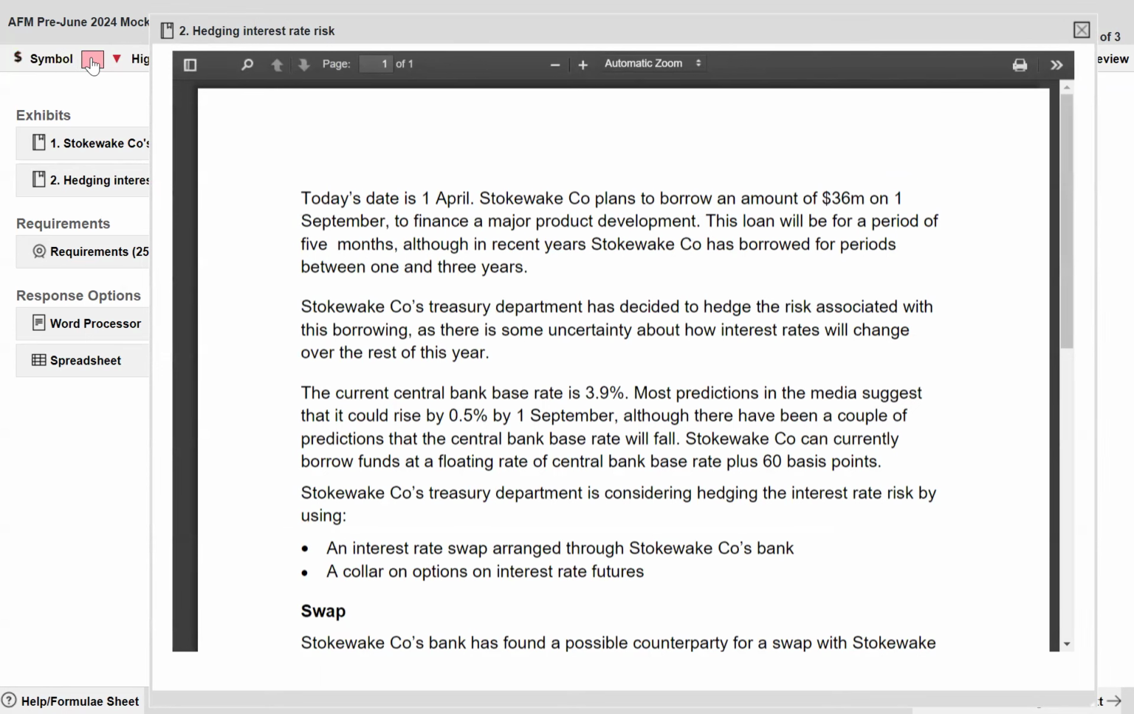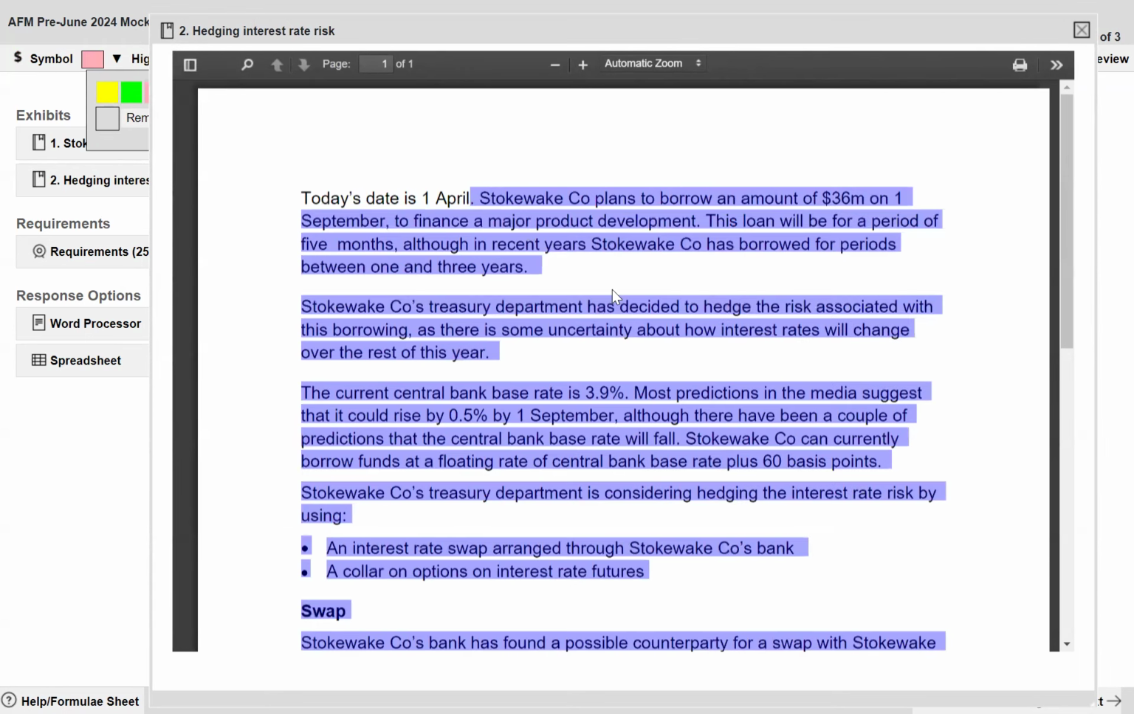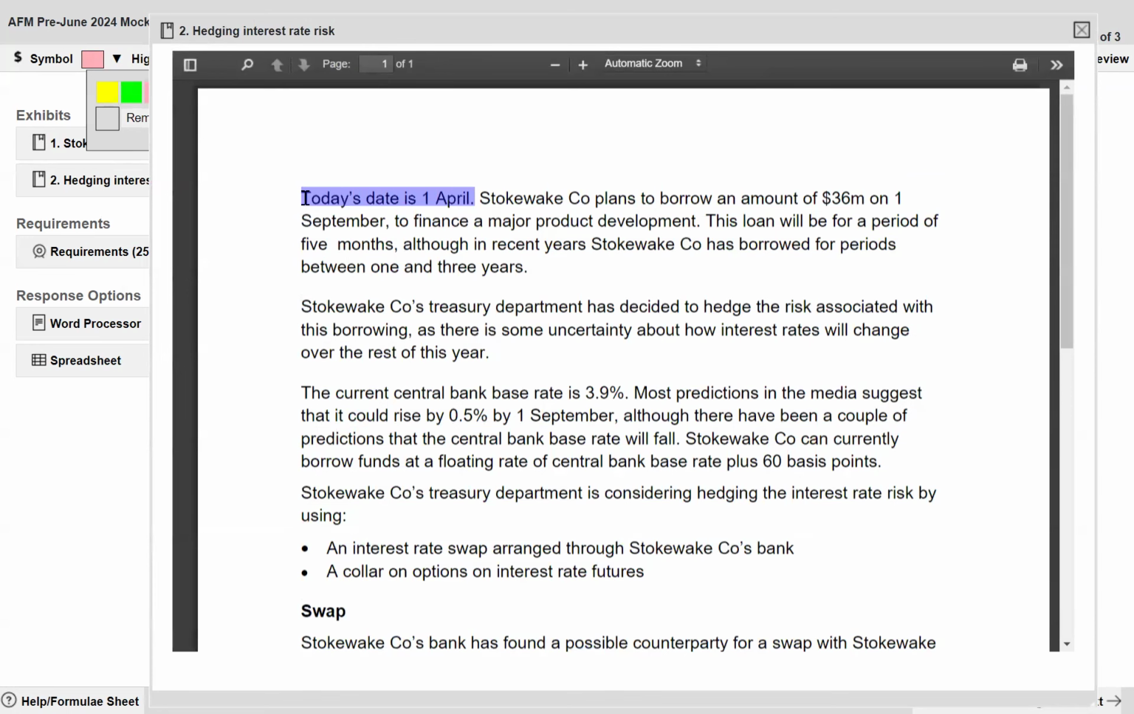And this is a question that says that today is 1st April. Stockwake plans to borrow an amount of 36 million on 1st September. So you want to borrow 36 million on 1st September. How many months are those? April, May, June, July, August. The next 5 months.